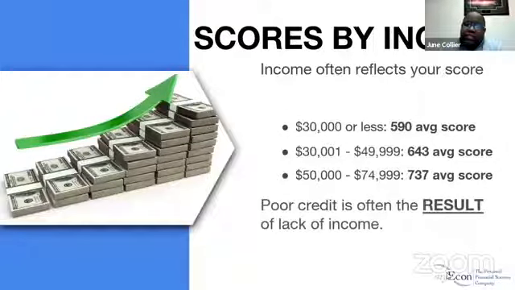Poor credit is often the result of lack of income. It is the result of lack of income. So a bad credit score is not a cause, it is a result. The cause is you didn't pay your bills on time. The cause is you have a lack of income, right? It's the result of the lack of income, right? So you didn't pay your bills because you didn't have enough income. And so that's something that you should take a look at.